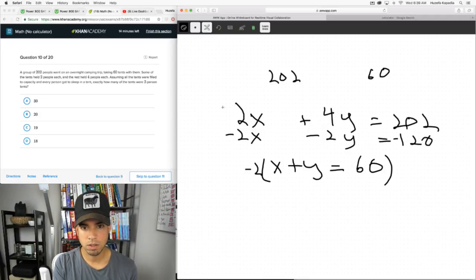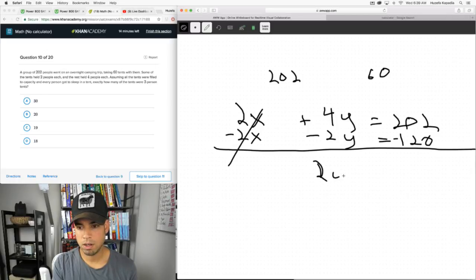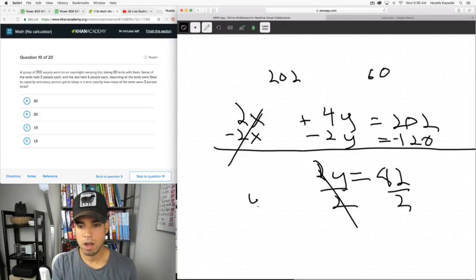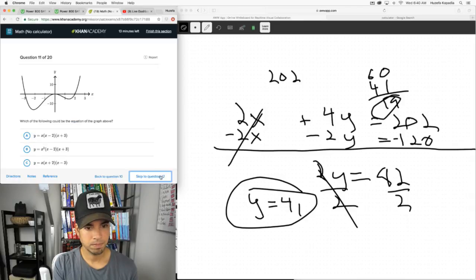Let me just quickly remove this. We get these guys go away. 2y equals 82, divided by 2, y equals 41. Boom. And oh wait, what did they want to know? How many of the tents were 2-person tents? y is the 4-person tents, so we just subtract it from 60 and we get 19. So 19 2-person tents.